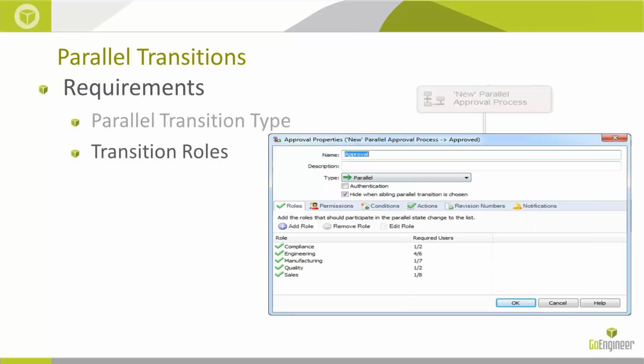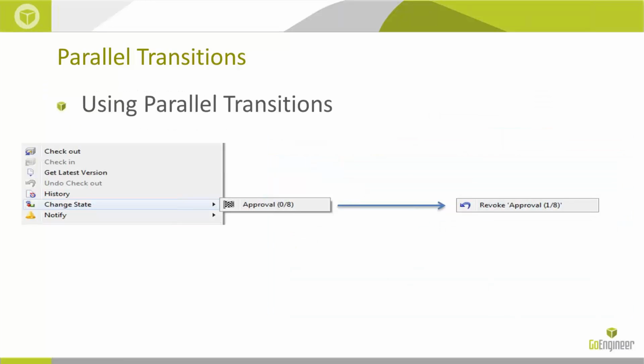The roles themselves allow us to define how many users from each role are going to be required to sign off, as well as which users are members of which roles. For the end user, you'll only see a single transition option, as well as the number of current approvals and the total number of approvals needed.